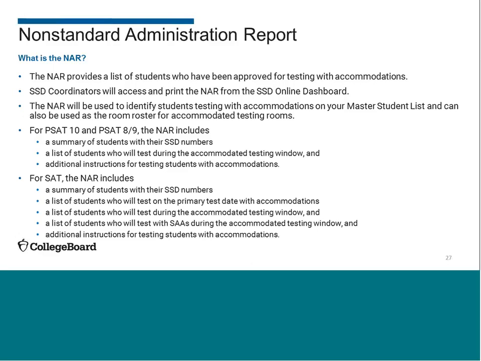The second section of the NAR will list only those students who are allowed to test during the accommodated testing window. And then finally, you will have a section of the NAR that includes any students who are testing with state-allowed accommodation. And then lastly, any additional instructions will be included on the NAR for specific accommodation.